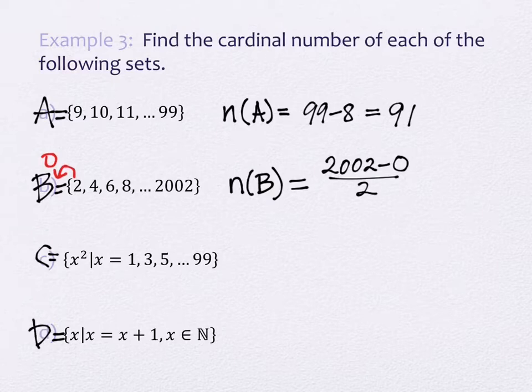And then why are we dividing by 2? Yeah, because it counts by 2s, right? It's all evens or it's skip counting, however your description is. So what is 2002 minus 0 divided by 2? 1001.